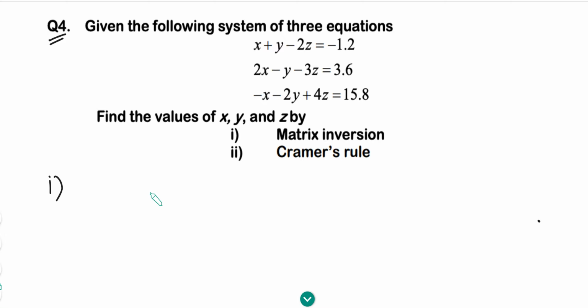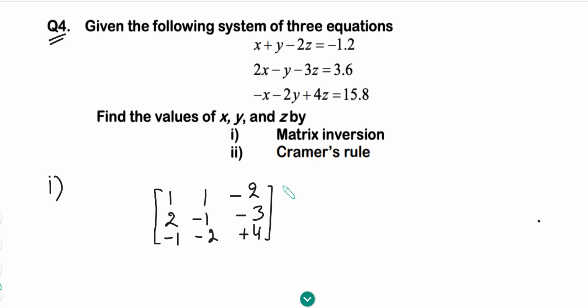So let's first write the equations in matrix form. First we write the matrix of the coefficients. From the first equation, the coefficient of x is 1, the coefficient of y is plus 1, and of z it is negative 2. Similarly, from the second equation we got 2, negative 1, negative 3, and from the third equation we got negative 1, negative 2, positive 4.